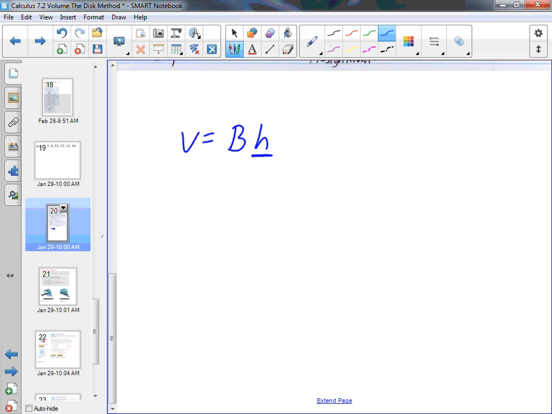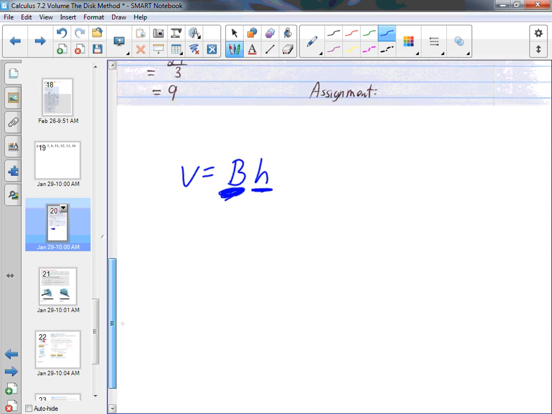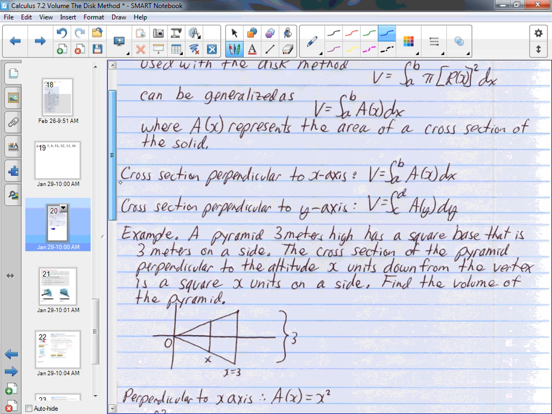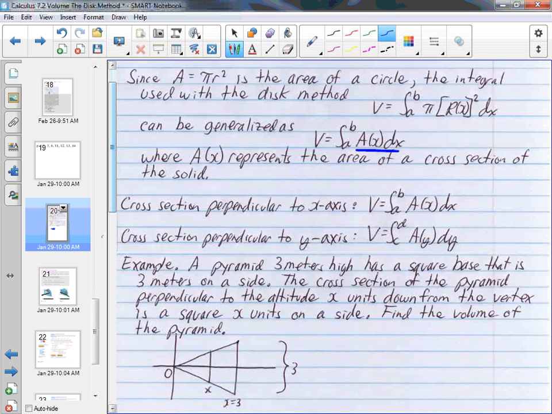Okay? Maybe the cross section is a regular pentagon. That's capital B. Find the area of that regular pentagon, that's capital B, times the dx or the dy. That makes it a solid instead of just a flat pentagon. That's the volume of it. All right, so that's the general idea. When we have the A of x dx, A of x is the area of the cross section, dx is the height of that itty bitty little solid. Okay? That's what makes it a solid, not a two-dimensional figure.